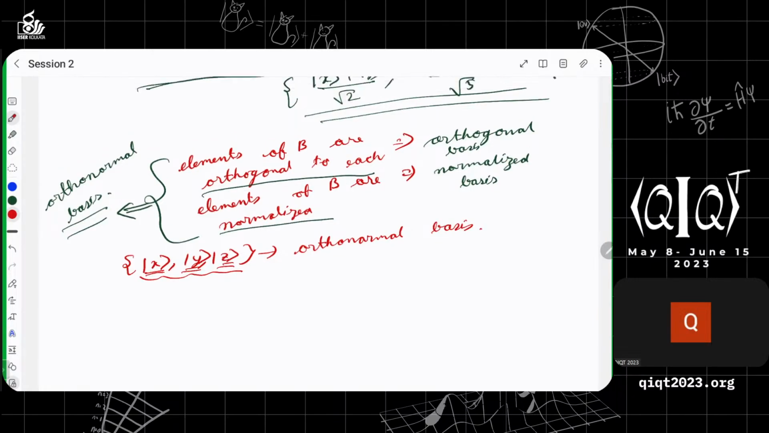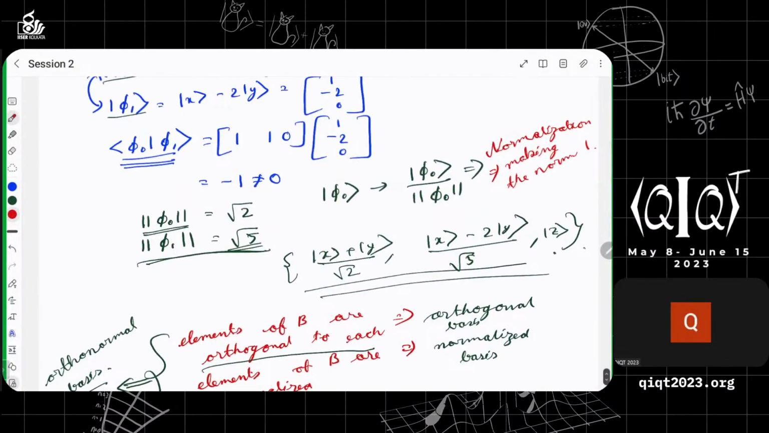Okay, and this basis, we normalized this basis, made the norm of every one 1. So this is a normalized basis, but this is not orthogonal. So normalized basis. All right.